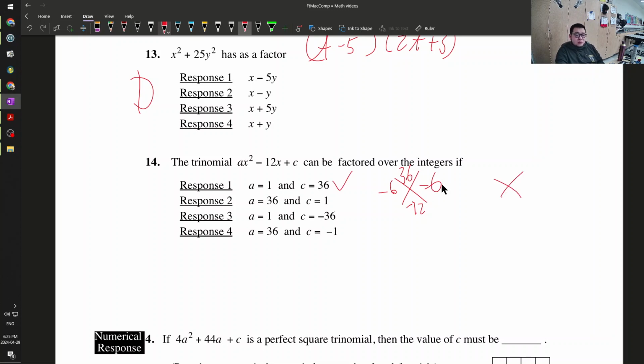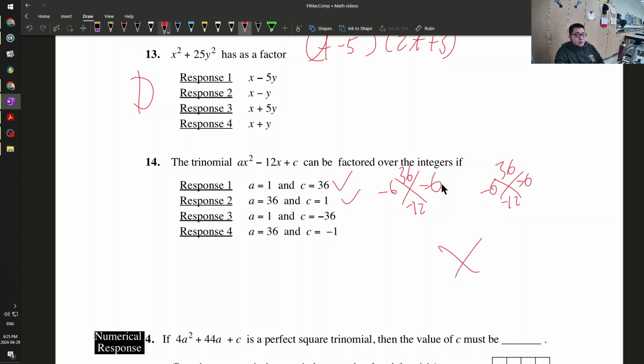Second one, so it is still the same. It is technically decomp. So A times C and 12 on the bottom. So it's still negative 6 and 6. So this can be factored.